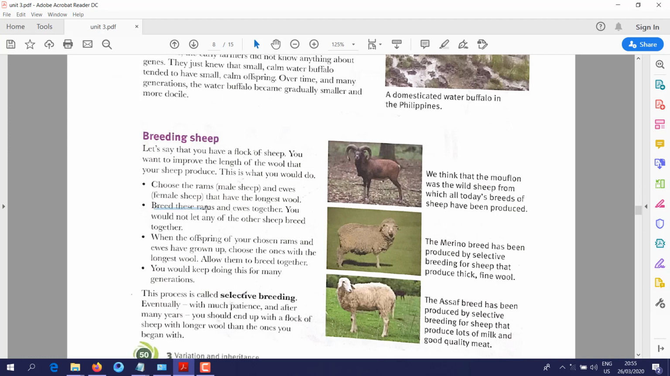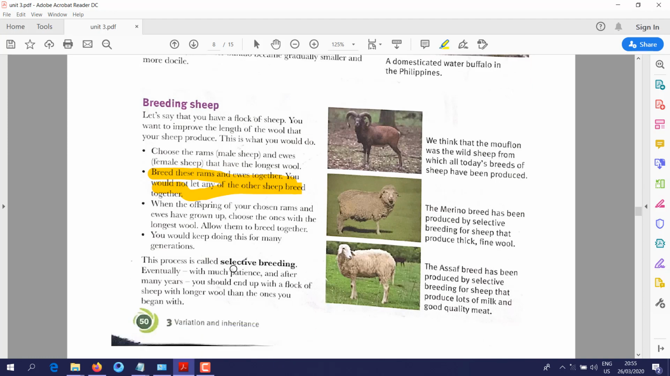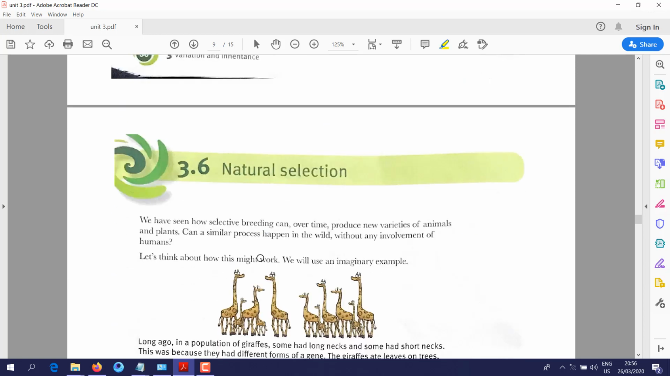Breed these rams and ewes together. You would not let any of the other sheep breed together. So you will choose the animals with the wanted features to breed. You will keep breeding the animals that have the good features, the features that you are looking for. This is what we mean by selective breeding. Selective here means selecting. You will select which two animals will breed with each other.